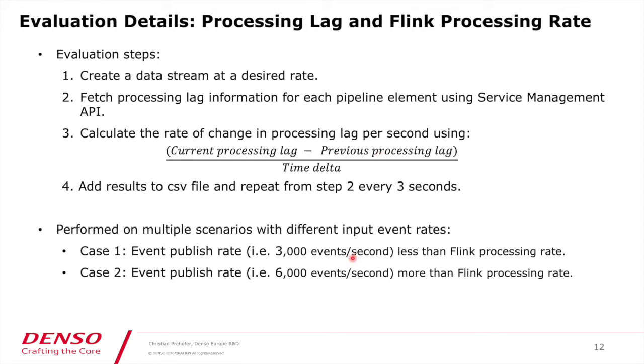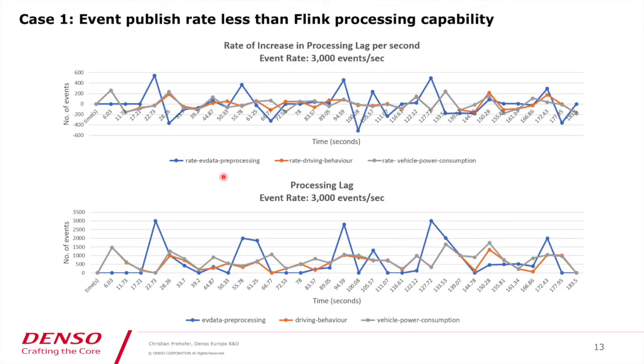We have done this experiment with different event rates, but we will only show you the two cases which share the overall findings of our research. So here is case one, where we have the event rate of 3000 events per second, which is less than the Flink processing capability in our scenario.